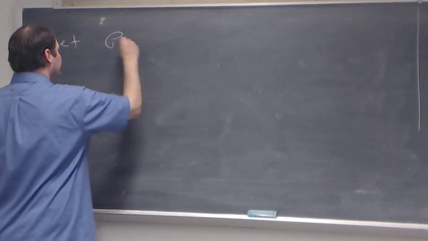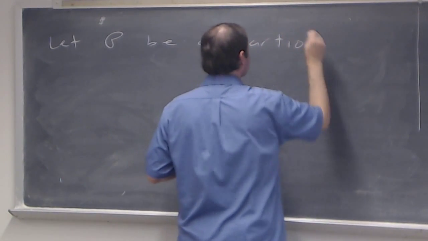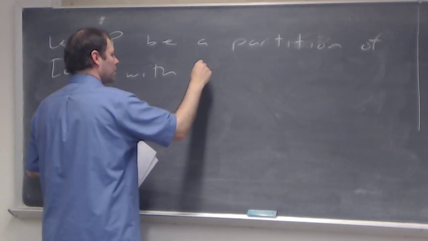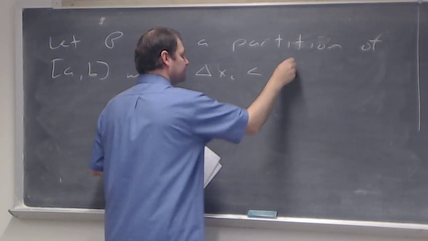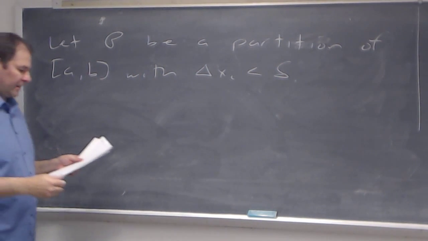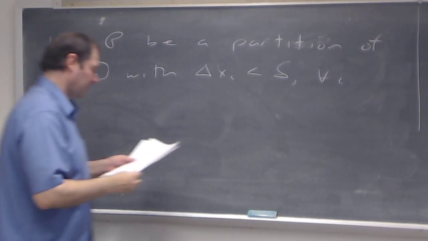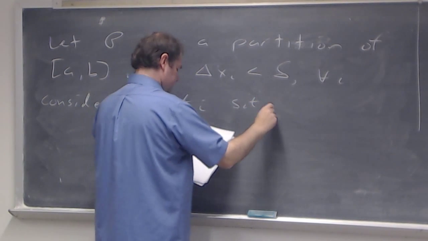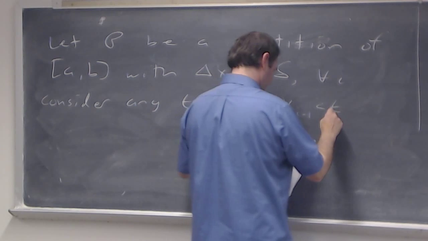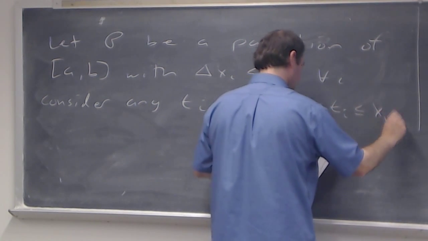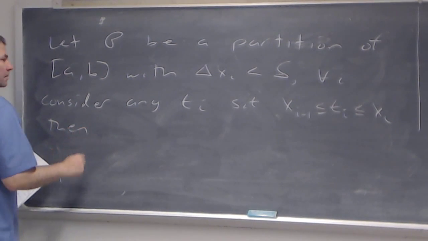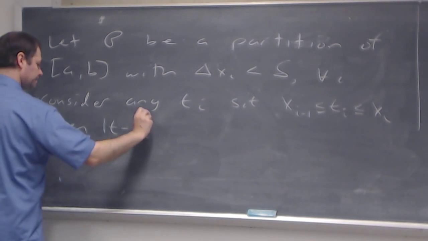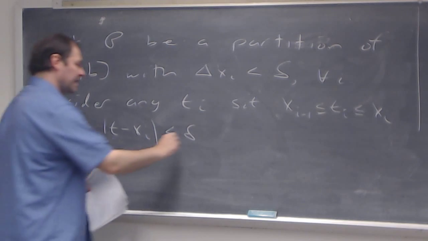So what we do is we let P be a partition of [a, b] with delta x_i being less than delta, and that's true for all i. So consider any c_i such that x_{i-1} is less than c_i, which is less than or equal to x_i. Then, because delta x_i is less than delta, t minus x_i will also be less than delta.